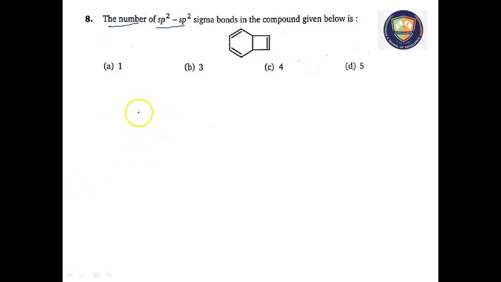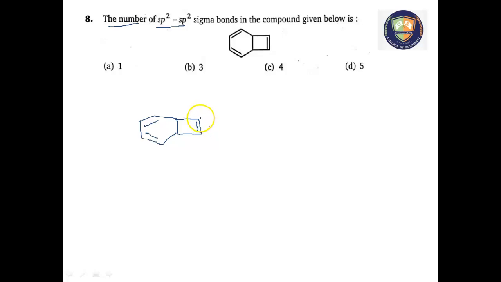We have this structure, we have this ring, with this 6-member ring, there is this 4-member ring attached and having this pi bond here. As you know, you study different kinds of hybridization: sp hybridization, sp2, sp3, and likewise other types of hybridization also. So we have to identify the sp2 bonds.